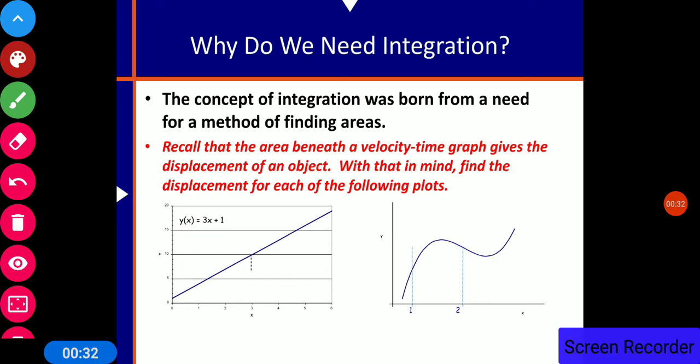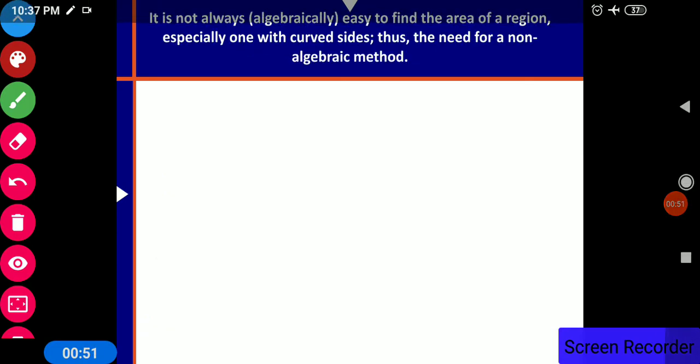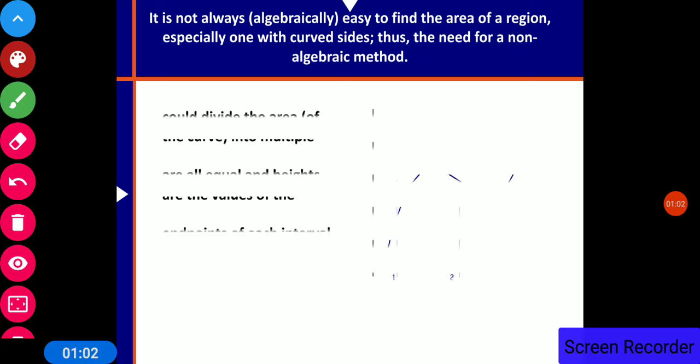This is one plot and another plot. Here, easy to find area? Not so easy to find the area in the second graph. Here, area is 5 units, x is equal to 0 to x is equal to 3. So it is not always easy to find the area of a region, especially with the curved side. Thus the need for a non-algebraic method.